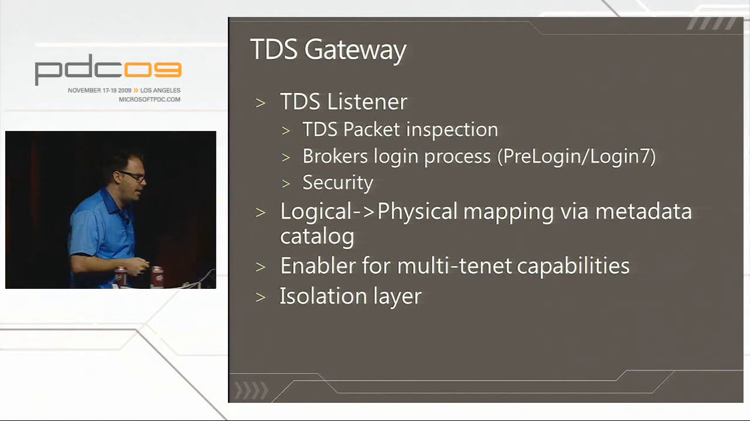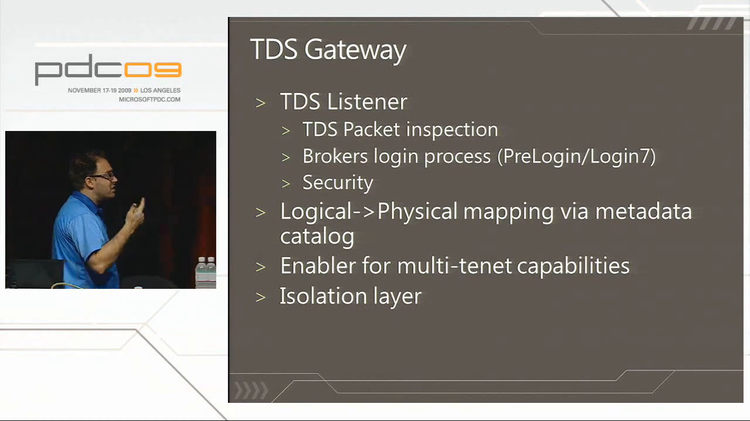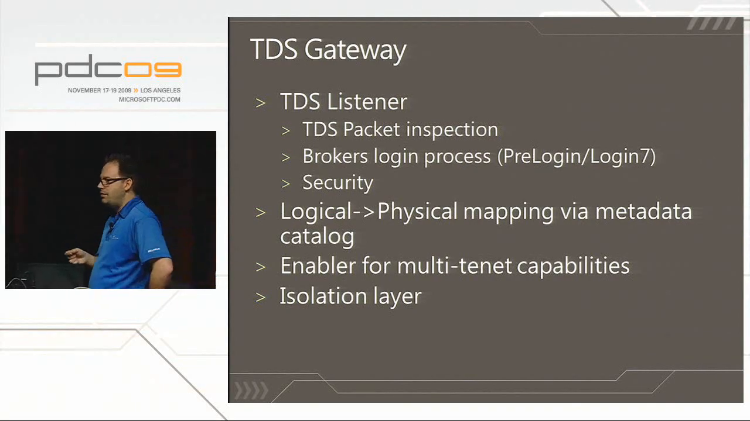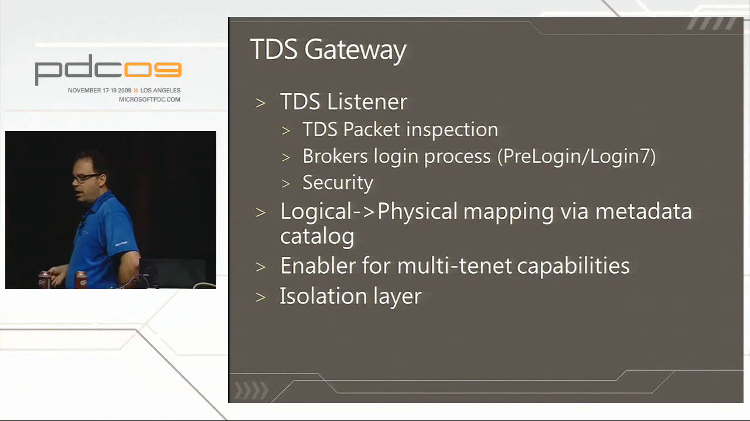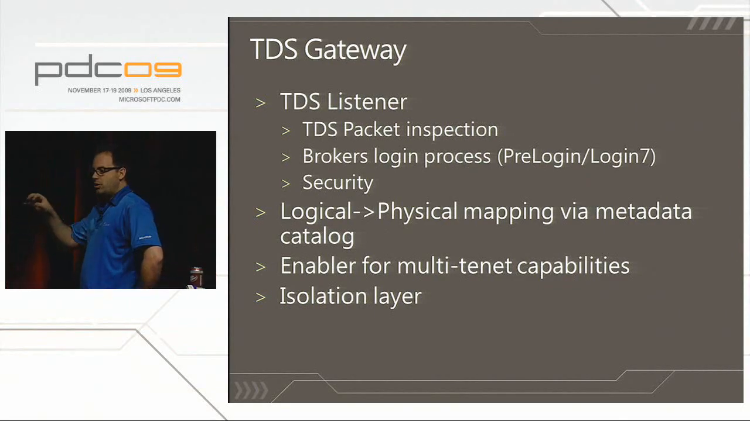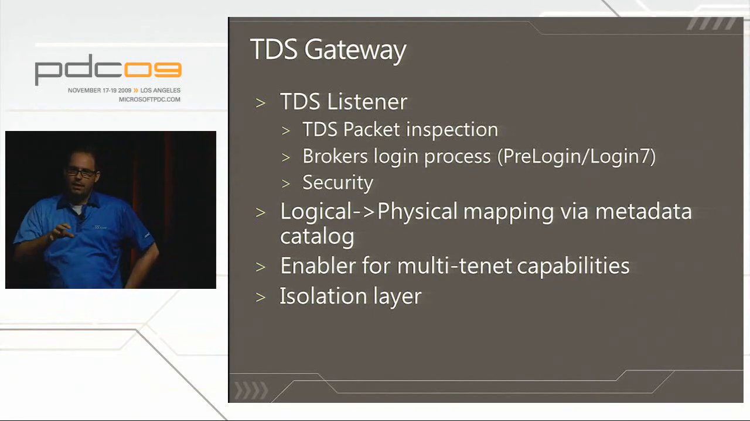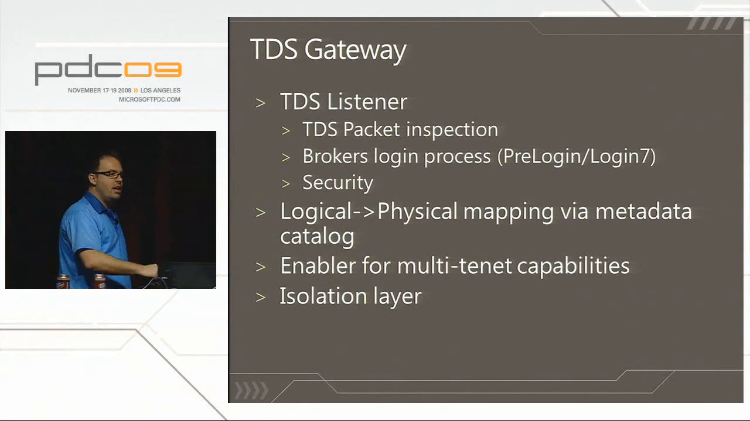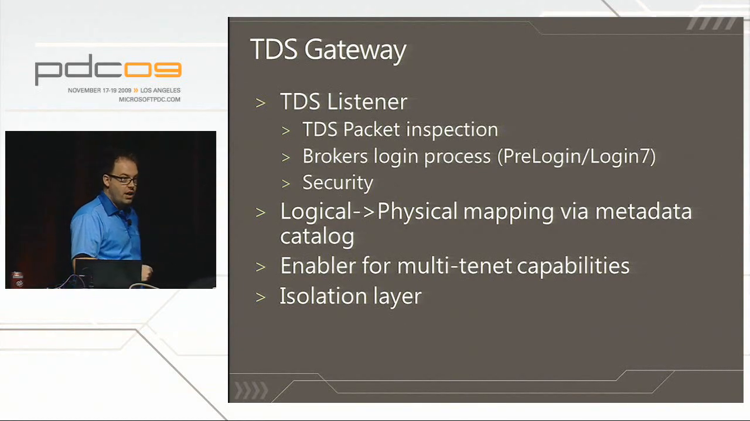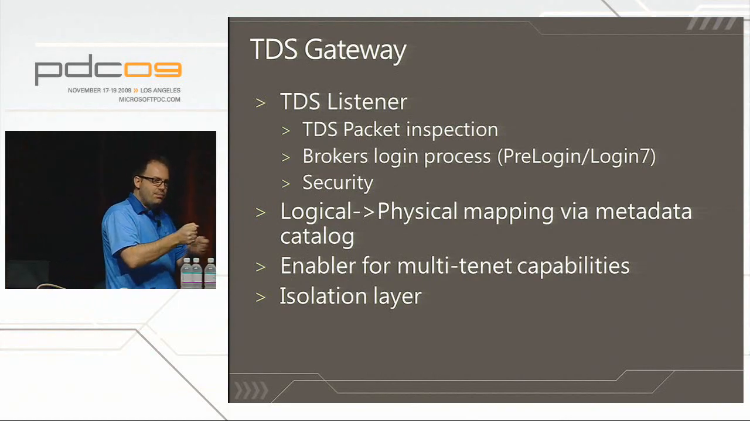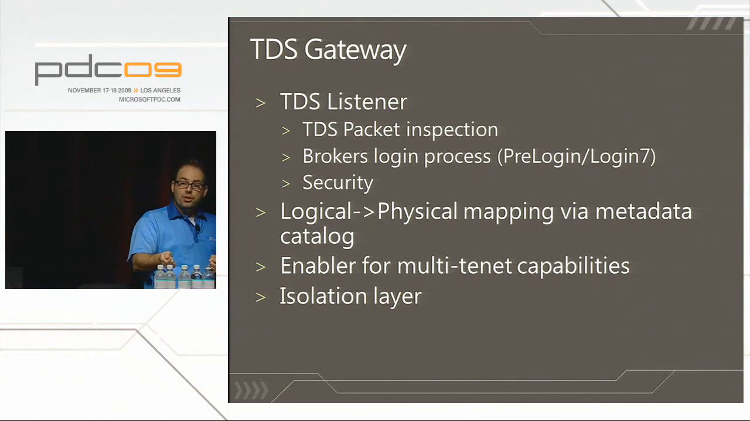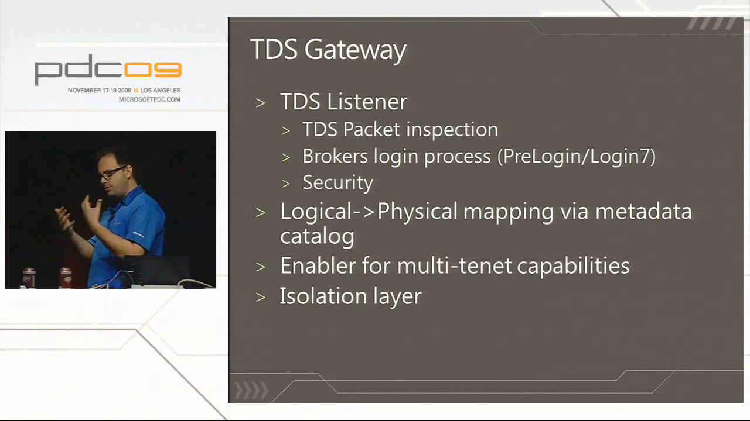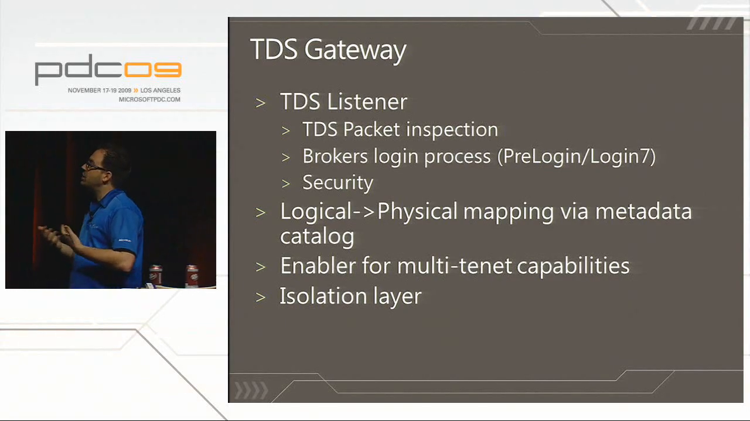The next thing that it does is the logical to physical translation. So the gateway itself uses a metadata catalog view to help do this mapping. So when you create server foo, database bar, we actually know the physical node in our cluster where that resides and the physical partition that that thing is living on. And it's actually the gateway which is brokering that and doing that translation for you. As a result, this is really one of the key things that we have for enabling multi-tenant capabilities in SQL Azure.